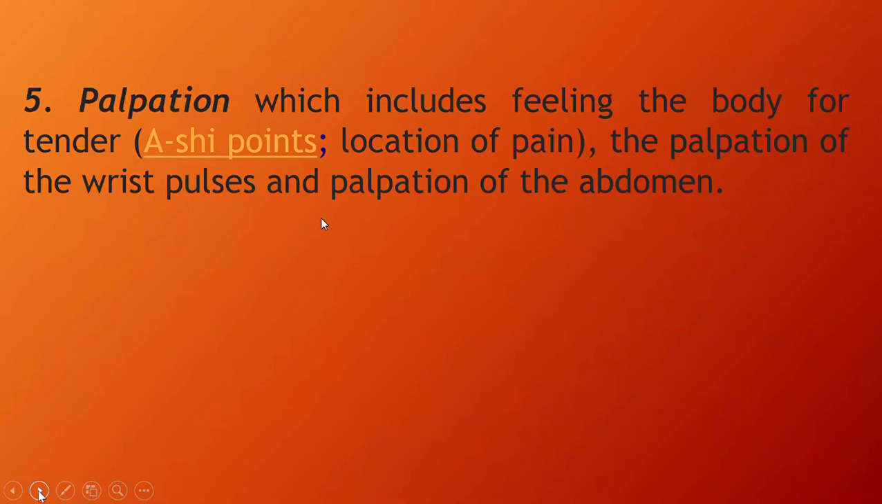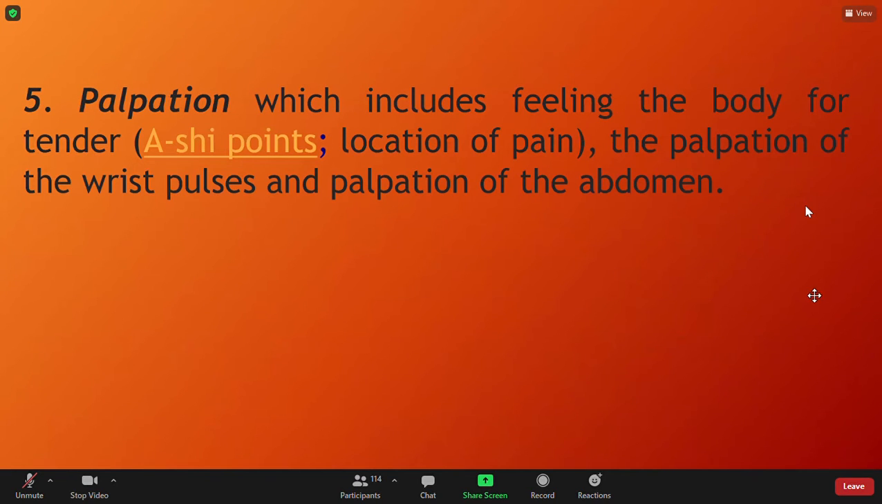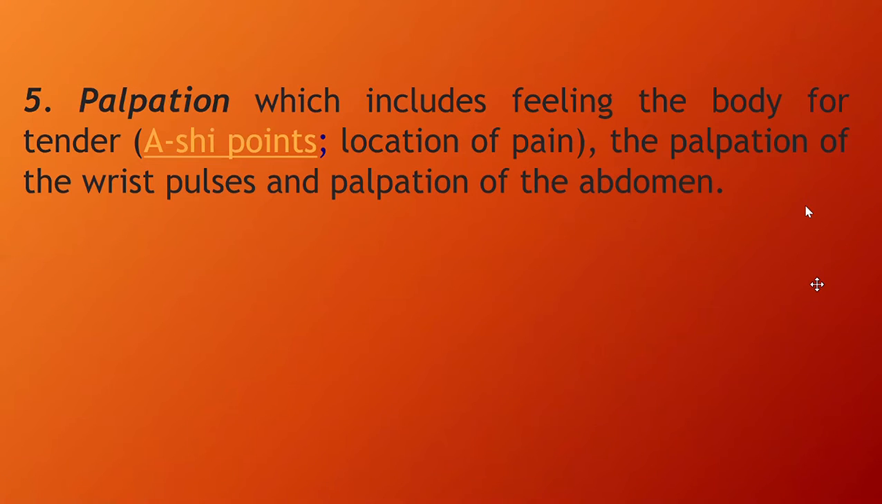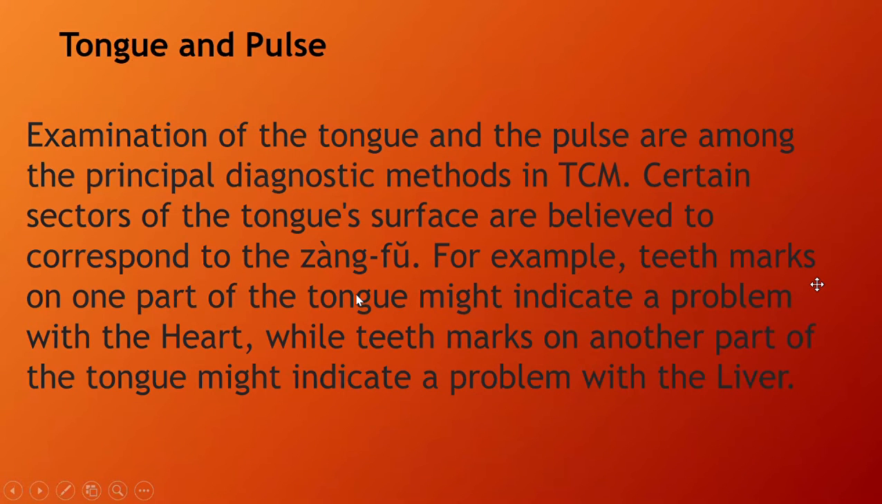And then the 5th one is palpation, which includes feeling the body for tenderness, your ashi points, or the location of the pain, the palpation of the wrist pulses, and the palpation of the abdomen. Now, tongue and pulse. Among the inspection or palpation that you do, the tongue and the pulse in traditional Chinese medicine are the most commonly used.